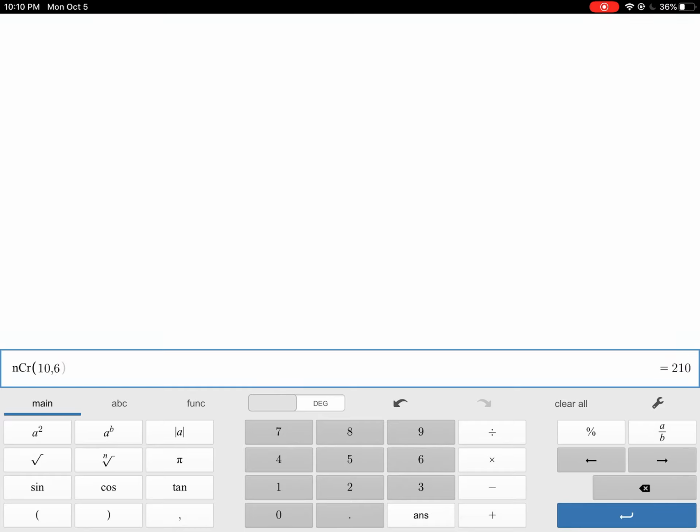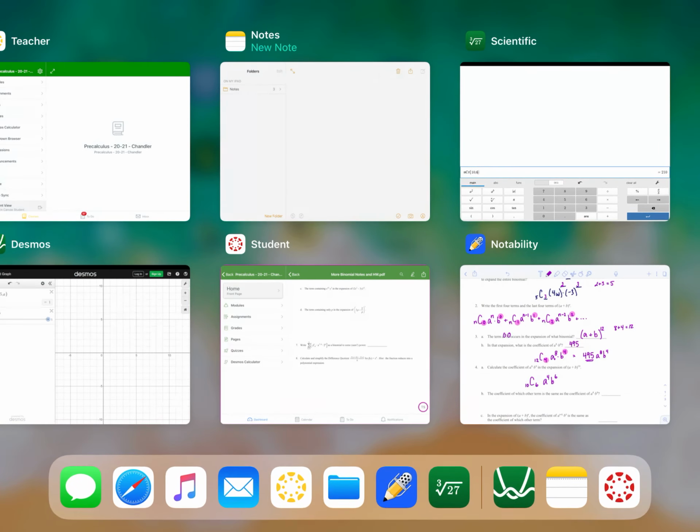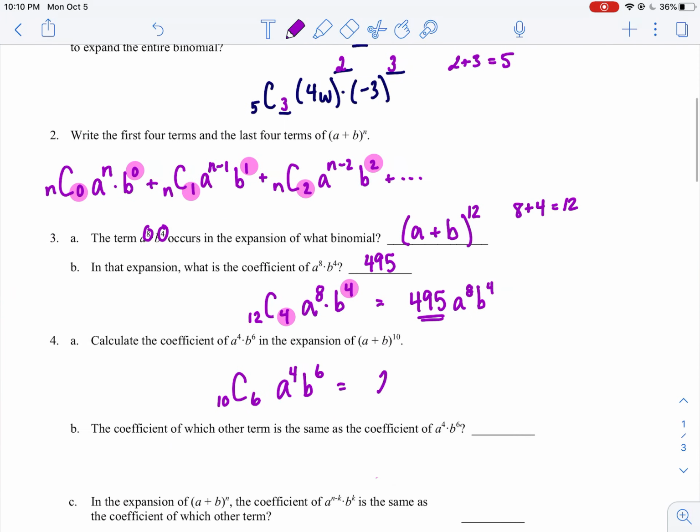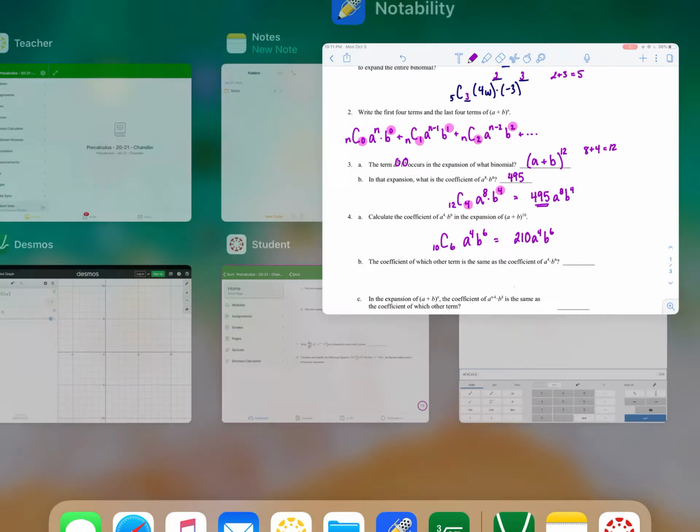So 10 choose 6 is 210. Right? So 210, and so there it is. Okay. Now, the next question says, is there a coefficient of another term that is also 210? And so, of course, we have certainly noticed that Pascal's triangle has that nice symmetry to it, right? So is there another place besides 10 choose 6 where you have the same coefficient?